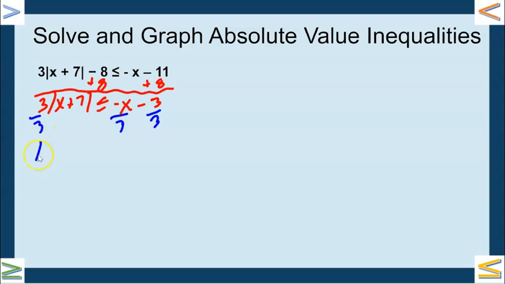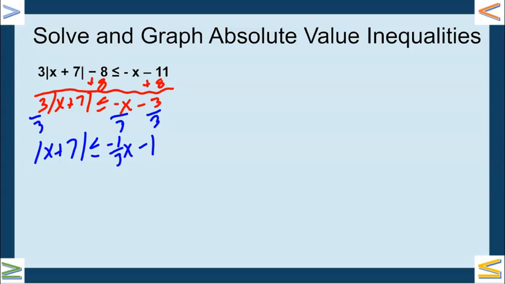And I'm left with the absolute value of x plus 7 is less than or equal to -1/3 x minus 1. Now -x divided by 3 is the same as -1/3 x. Now that I have the absolute value by itself, I can now do a case 1 and a case 2.